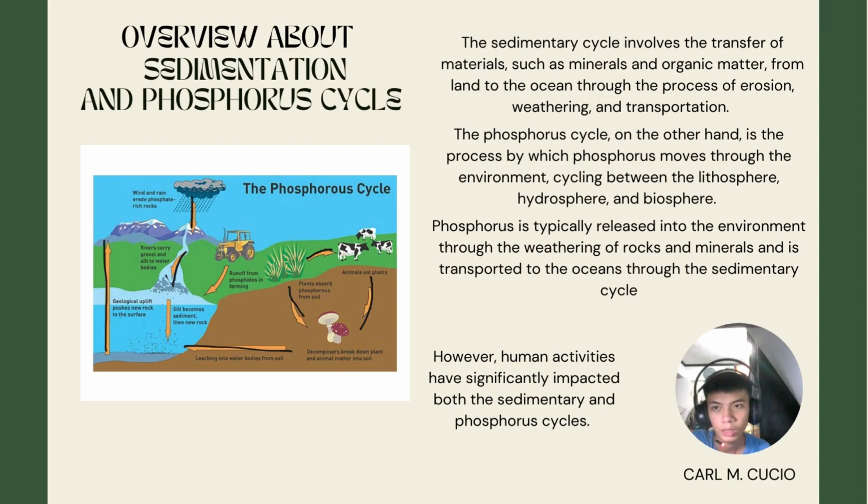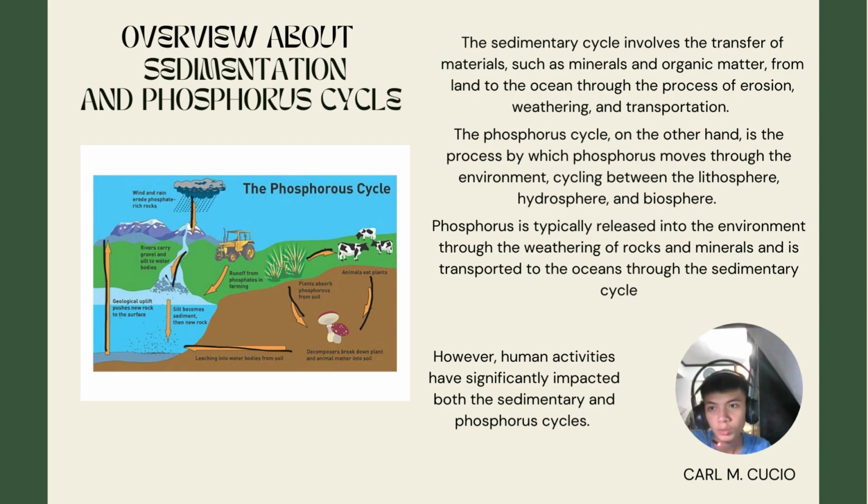The phosphorus cycle, on the other hand, is the process by which phosphorus moves through the environment, cycling between the lithosphere, hydrosphere, and biosphere. Phosphorus is an essential nutrient for all living organisms, and it is required for various biological processes such as photosynthesis and DNA synthesis. Phosphorus is typically released into the environment through the weathering of rocks and minerals, and it is transported to the ocean through the sedimentary cycle.